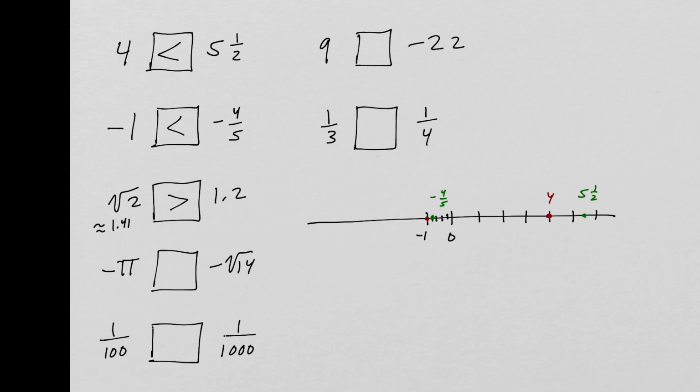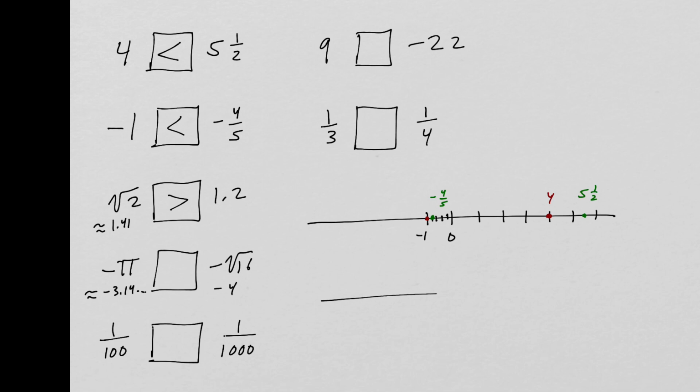What about negative pi compared to negative square root of 16? Well, negative pi is around -3.14, dot, dot, dot. The square root of 16 is a perfect square, right? We'll talk about this later on in one of the last modules. But the square root of 16 is exactly 4, because 4 times 4 equals 16, so this is just -4. So how does -3.14 compare to -4?